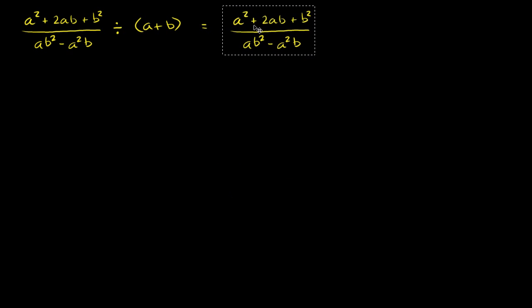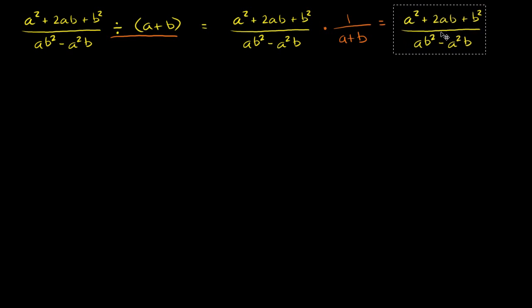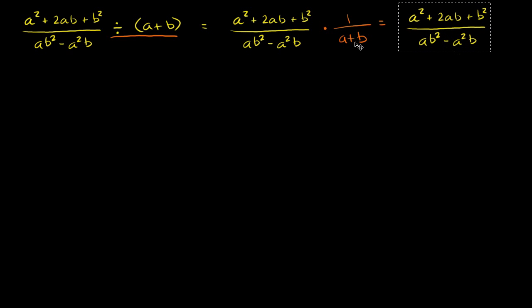It's equal to that expression times the inverse of this. If I divide by something, that's the same thing as multiplying by the inverse, as multiplying by 1 over a plus b. And this is just going to be that with a plus b in the denominator, because your numerator is going to be that times 1, which is just that. Your denominator is going to be ab squared minus a squared b times a plus b. So this would be a legitimate answer, but I have a suspicion that this can be further simplified.